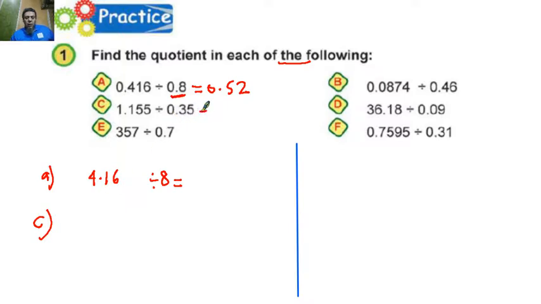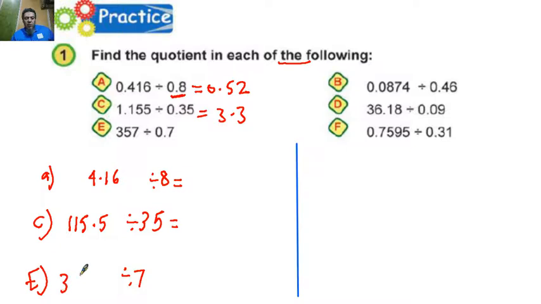Number C, multiply the divisor by 100, the divisor becomes 35. Then multiply the dividend by 100, the decimal moves 2 digits to the right, 115.5, and do the division. The result is 3.3. Number E also, multiply by 10 to have divisor 7. Then multiply by 10, the number becomes 3570. Do the division, then the result equals 510.